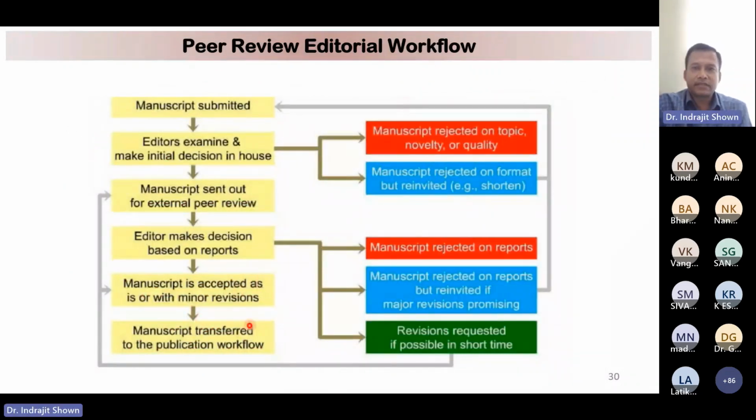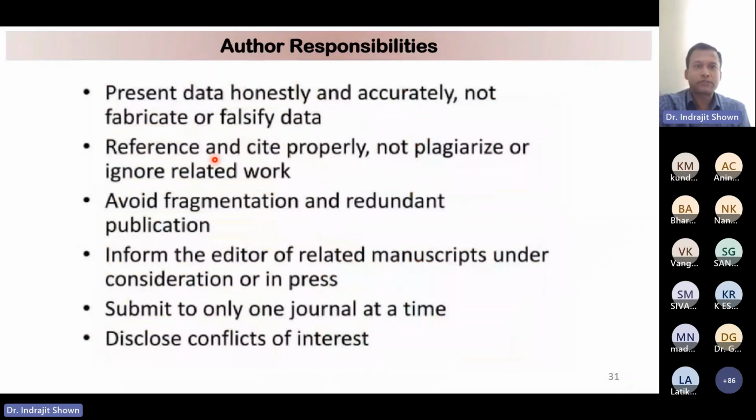And I think I already covered this part, the flowchart. And what responsibility are they expecting? A high impact journal expects you to present data honestly and accurately, with no fabrication or false data. They strictly follow these things, and they should find the originality of your data. You have to precisely arrange your references and maintain proper citation. You have to check the plagiarism report, because first they check plagiarism, so try to maintain a minimum plagiarism percentage.